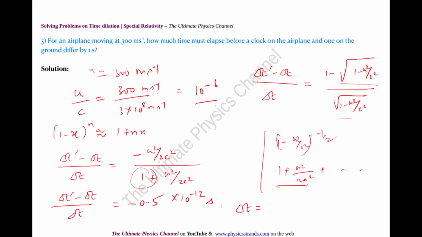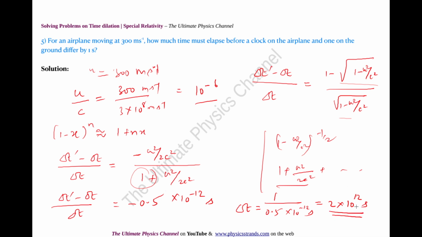this comes here and this goes there. So it is 1 over 0.5 into 10 power minus 12 seconds. Here the minus sign does not carry any physical significance. So we can say that is 2 into 10 power 12 seconds, because this is in the denominator here.